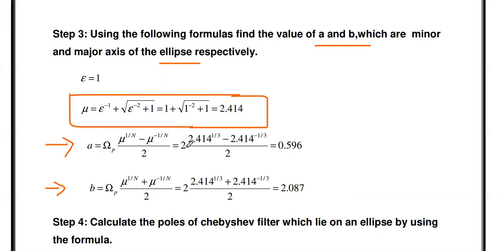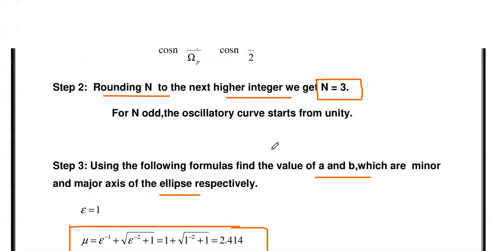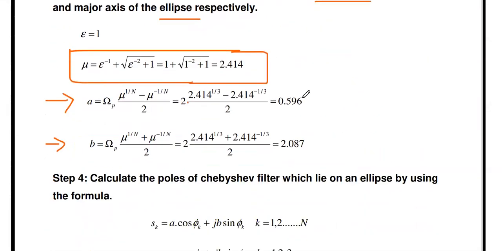So what is omega p? The passband frequency is 2 radian. So 2 into 2.414 to the power 1 by n. What is n here? 3. So 1 by 3 minus 2.414 to the power minus 1 by 3, divided by 2. So we can calculate, the answer is 0.596.